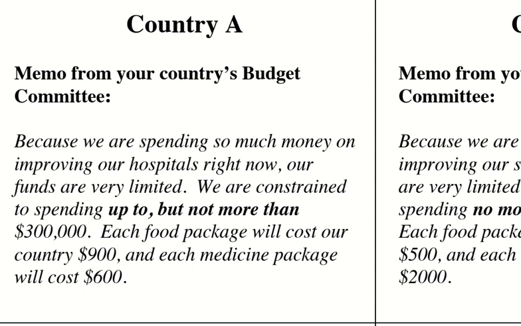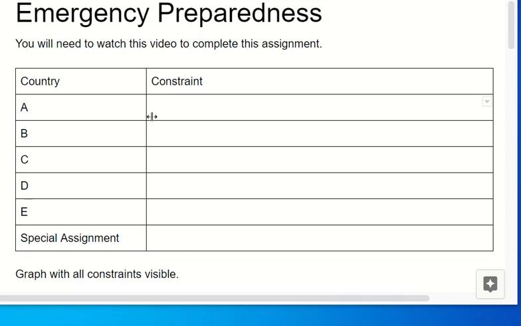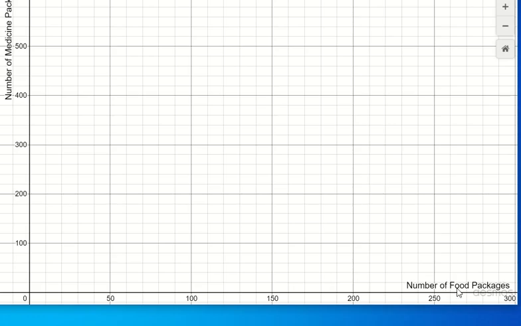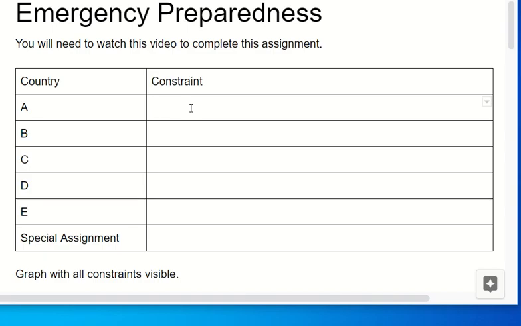Each food packet will cost our country $900, and each medicine package will cost $600. I'm leaving this here just for you to jot down those two ideas. The most they can spend is $300,000. Food packets will cost $900, and medicine packs will cost $600. So if I was to translate that to a constraint, thinking about x and y and what they meant, if you recall on our graph, the number of food packages was x and the medical packages was y. Because each food pack costs $900, this expression represents how much money is spent on food. Each pack costs $900, and they buy x of them. So if they bought zero of them, it'd be $0.